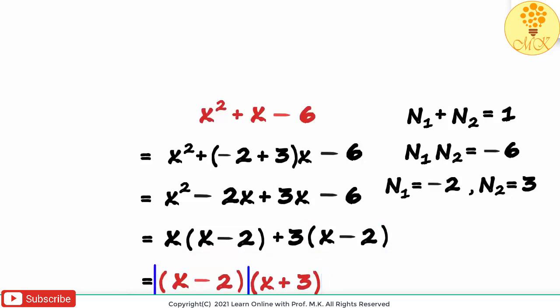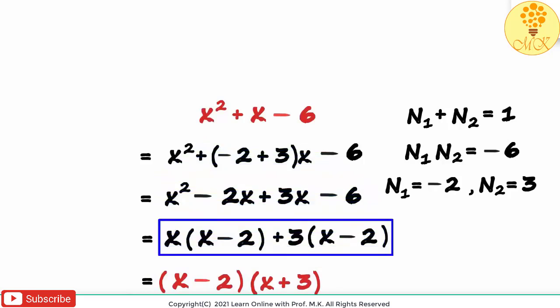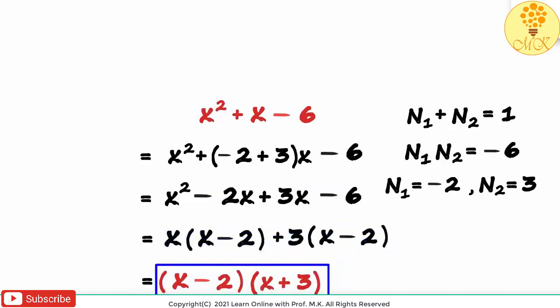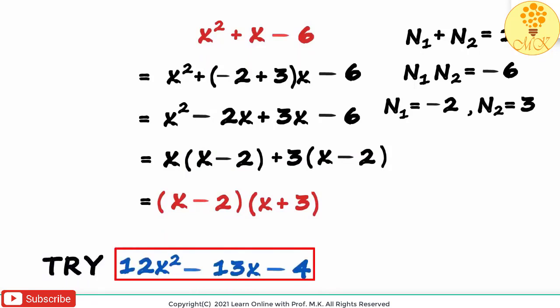We have our factors. Don't worry, this is easy. We only need to do 3 things. Split the coefficient of the middle term, then expand, and then group. That gives us the factors. Just to be sure that you have understood the technique well, try factorizing this expression.